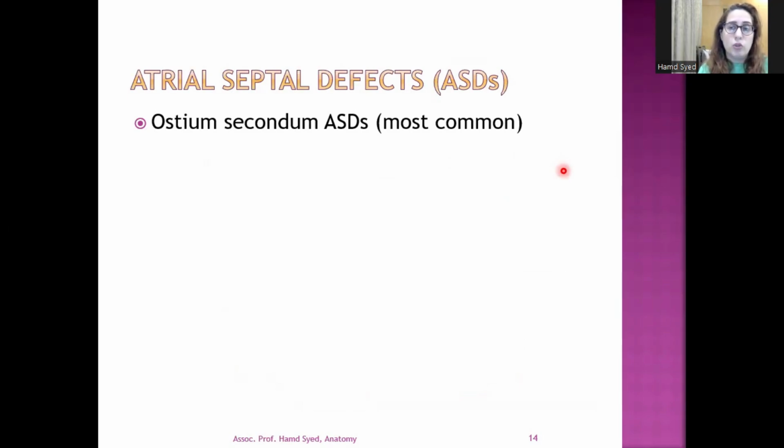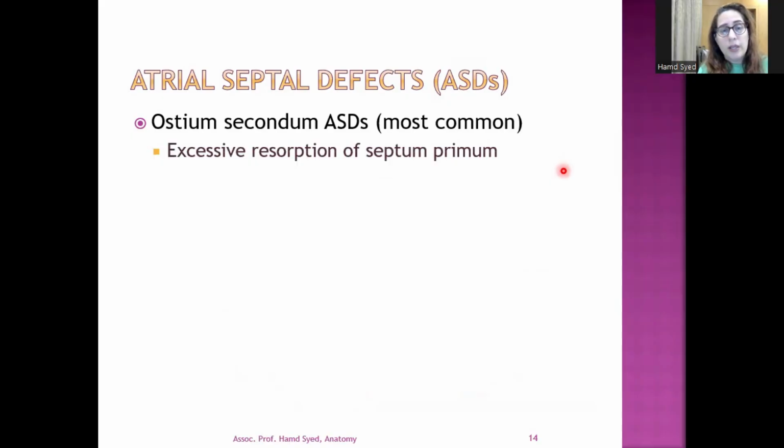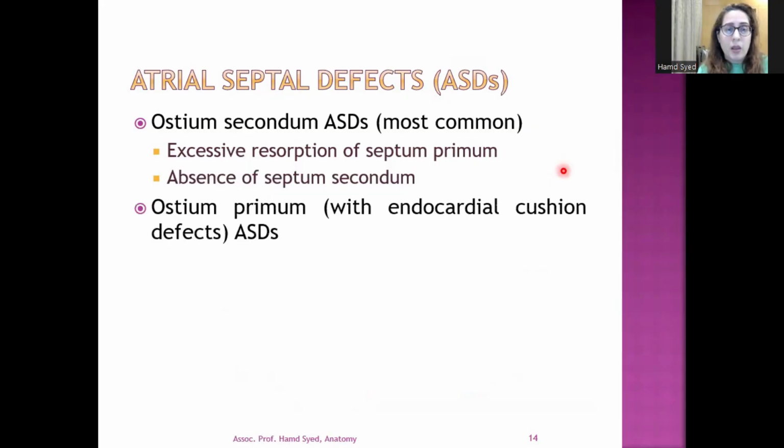That's the one that I just showed you, because of the persistence of the foramen ovale, because the foramen ovale is derived from ostium secundum. It can occur due to a number of reasons. One reason could be excessive resorption of the septum primum or absence of septum secundum. Ostium primum defects can also occur.